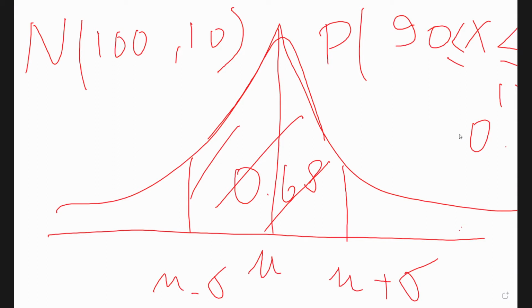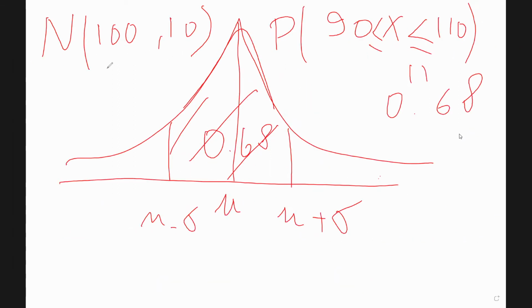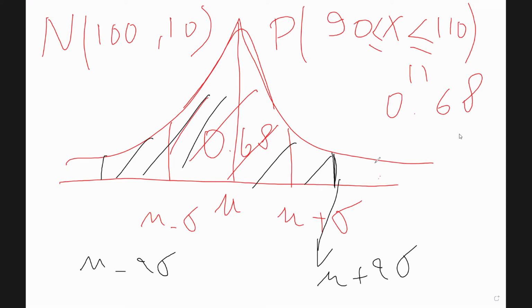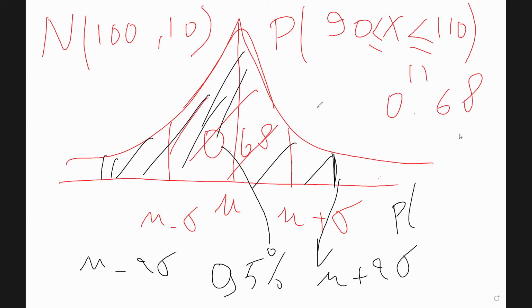But the questions differ from student to student. Sometimes you are asked between 80 and 120. Between 80 and 120, what is the probability? This is 95%. It is the area from mu minus 2 sigma to mu plus 2 sigma, the black area, which represents 95%. That means that instead of 90 and 110, with 80 and 120, the probability of x between 80 and 120 is equal to 0.95.